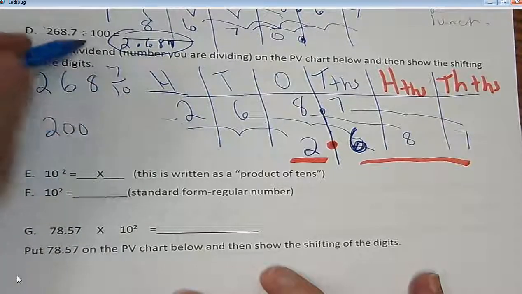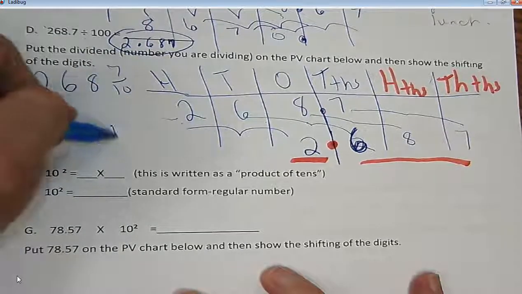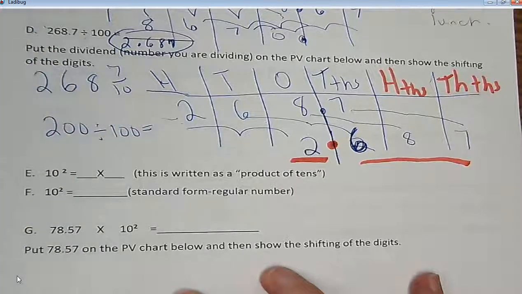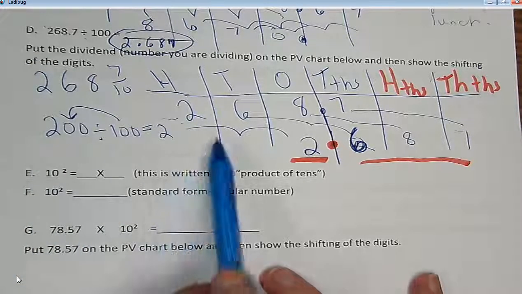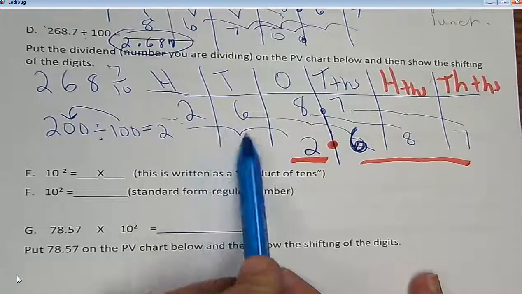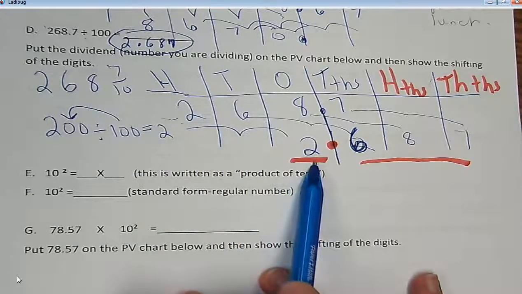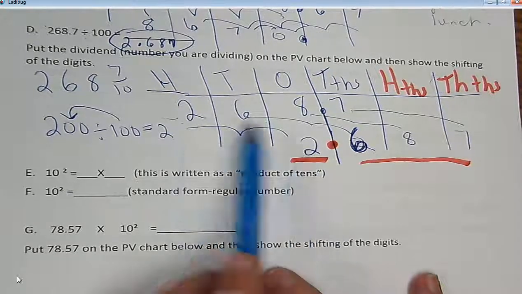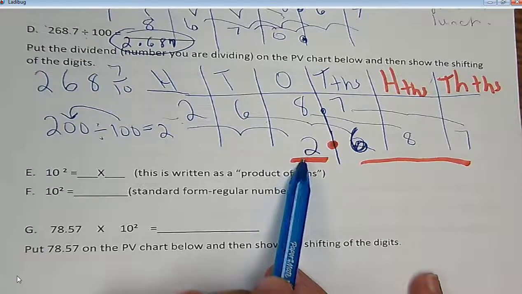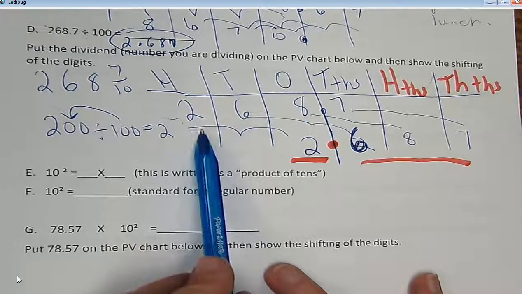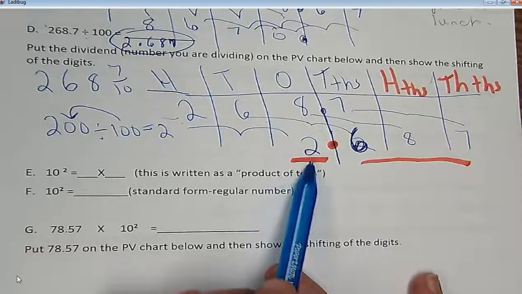200 divided by 100. What's 200 divided by 100? Well, 100 goes into 200 2 times. So 200 divided by 100 equals 2, which means my answer makes sense because the hundreds shifted twice to the right into the ones. 200 divided by 100 is 2.